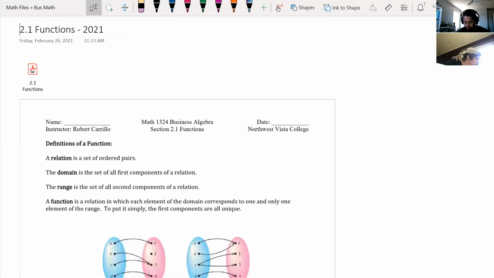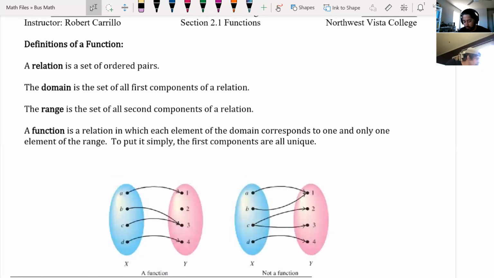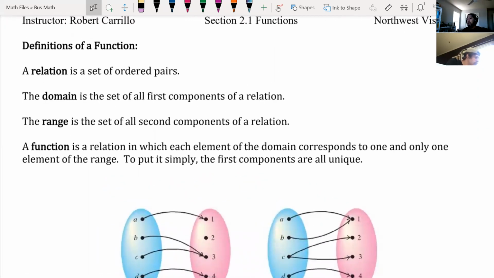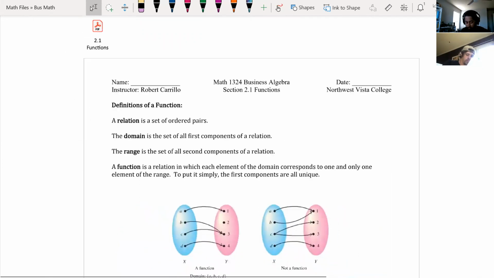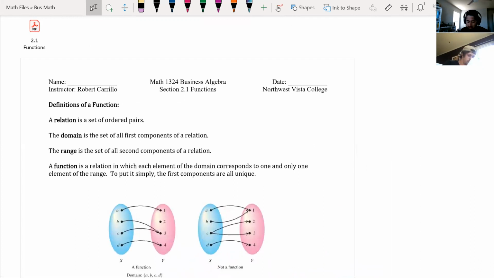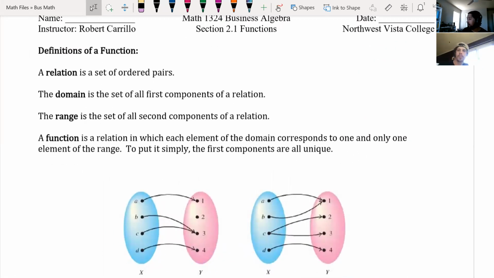Okay. So we're going to go over the definition of a function, how to evaluate a function, how to read the graph of a function, and how to find the domain of a function. So we're going to cover all of that today. Okay. So definitions of a function.